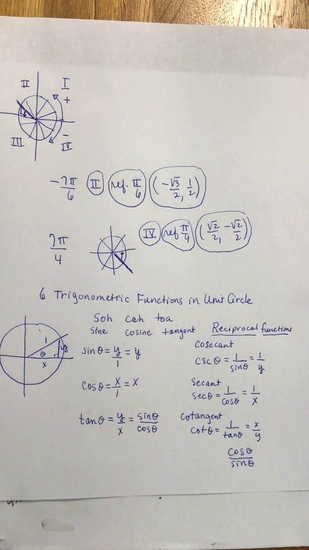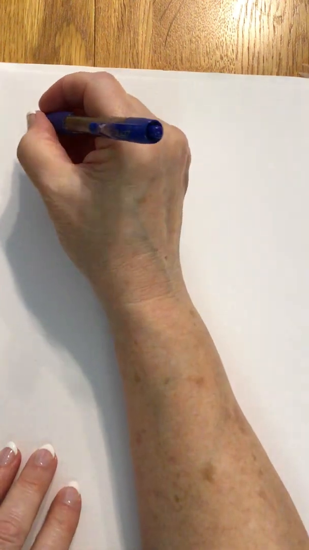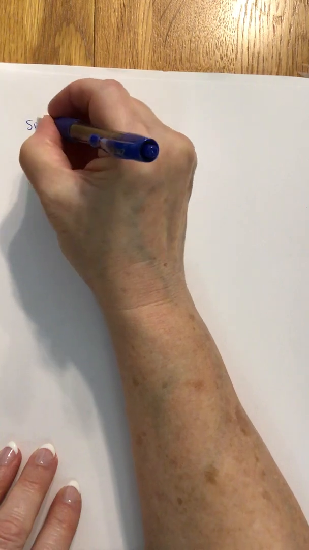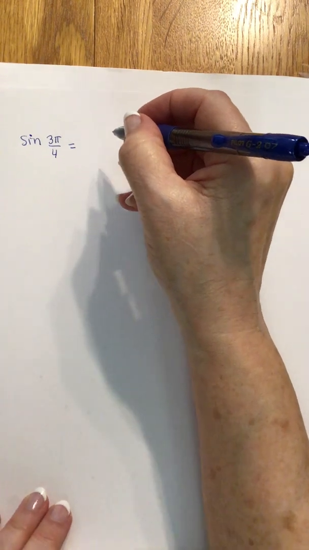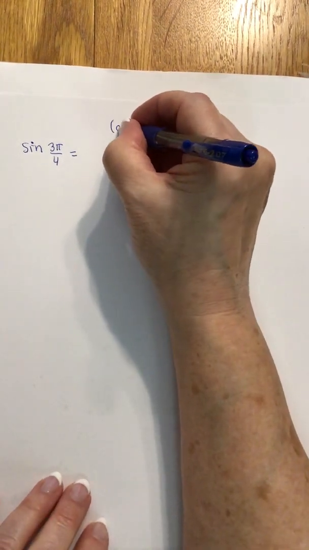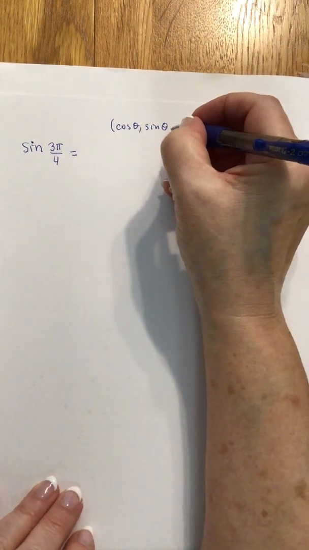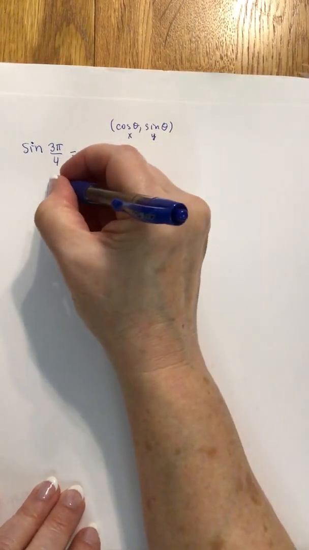Okay? So now we're going to use those to read values off of the unit circle. So we're going to find the sine of 3 pi over 4. Now, what we just wrote down was cosine is the x and sine is the y. So we're going to write it up here. Cosine theta, comma, sine theta. This is the x, this is the y. So we're going to go to 3 pi over 4.